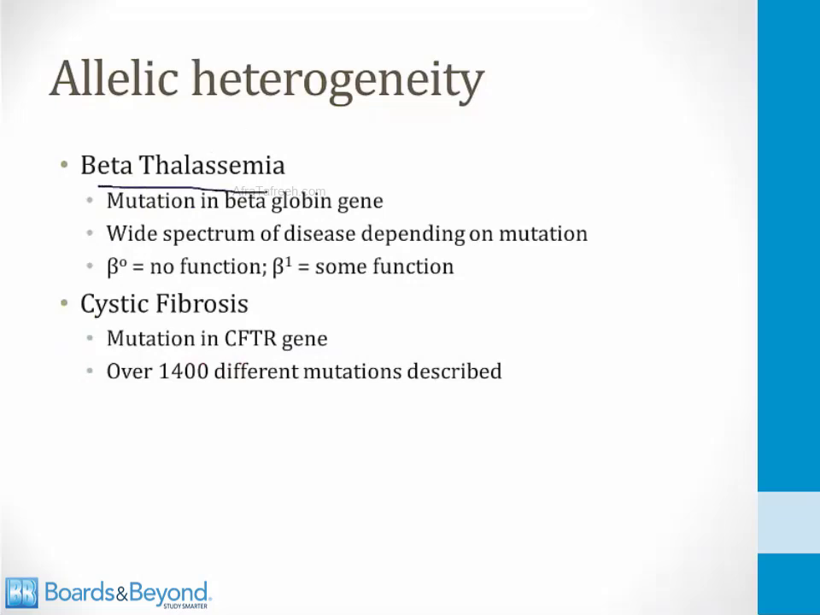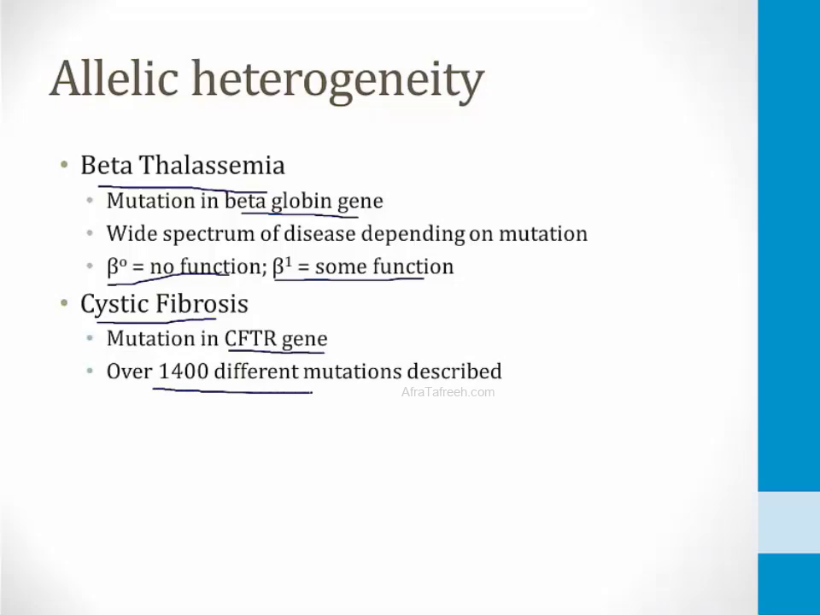Beta thalassemia, which I discuss in the hematology section, involves mutations of the beta globin gene, and there's a wide spectrum of disease severity depending on the mutation. People that are said to possess the beta 0 form of the gene have no function. People who possess the beta 1 form have some function, and I talk about this in more detail in the hematology section. Cystic fibrosis is another example of a disease that displays allelic heterogeneity. Cystic fibrosis is caused from mutations of the CFTR gene, and there are over 1,400 different mutations that have been described that can lead to various forms of cystic fibrosis.